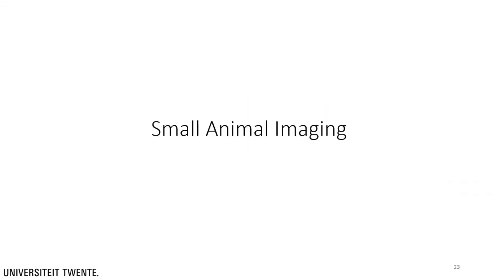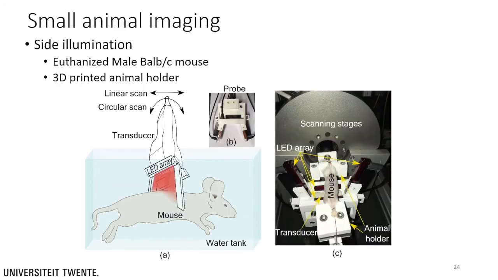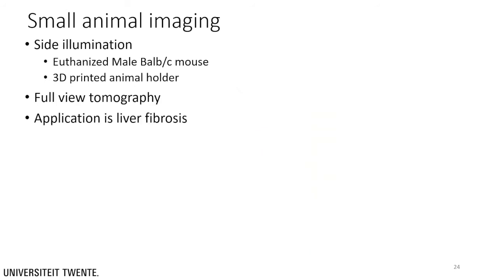Next, we go to small animal imaging. At this stage, we can only demonstrate images of post-mortem samples. We used side illumination and placed the animal in a special 3D printed holder. The animal was a euthanized male Balb/c mouse. Full view tomography was done for obtaining photoacoustic images of livers after induced liver fibrosis.